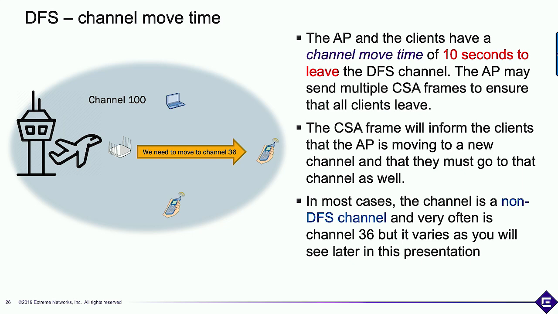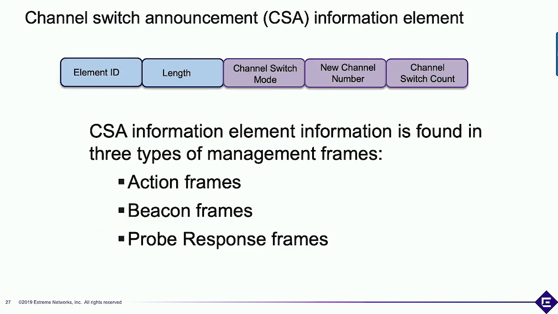Now, it's a frame that is used to inform the clients that they're going to have to move. Now, that's what the information element looks like. It basically has 3 fields that are important. There's 3 frames that are used that carry the channel switch announcement information: action frames, beacon frames, and probe response frames. And they can all be used to carry the channel switch announcement information. And it's simply 3 fields right there: the switch mode, the channel number, and the switch count.